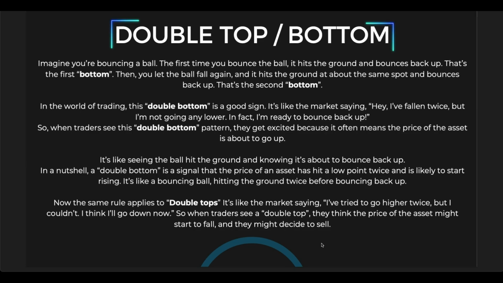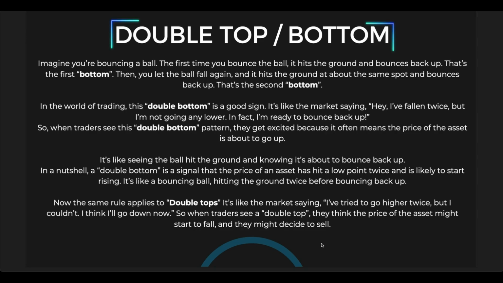In the world of trading, this double bottom is a good sign. It's like the market saying, hey, I've fallen twice, but I'm not going any lower. In fact, I'm ready to bounce back up. So when traders see this double bottom pattern, they get excited because it often means the price of the asset is about to go up. It's like seeing the ball hit the ground and knowing it's about to bounce back up. In a nutshell, a double bottom is a signal that the price of an asset has hit a low point twice and is likely to start rising. It's like a bouncing ball hitting the ground twice before bouncing back up.